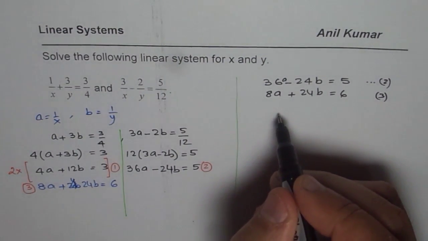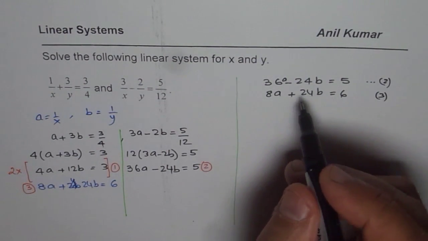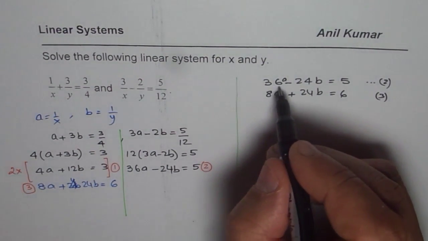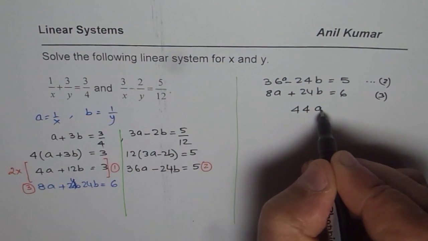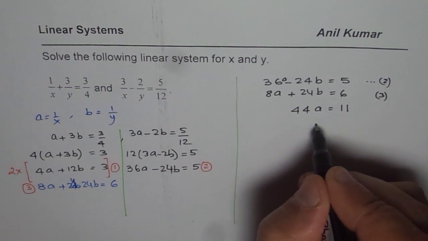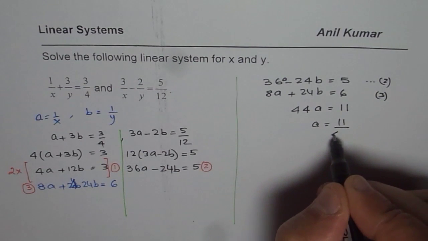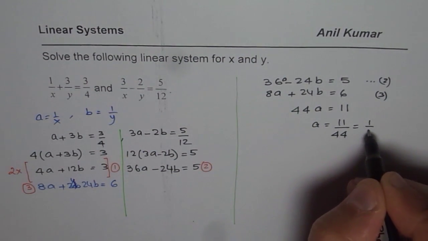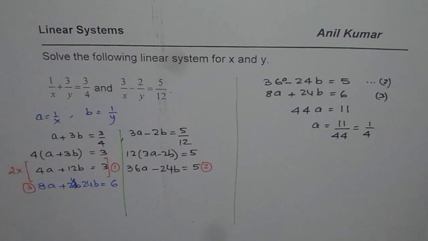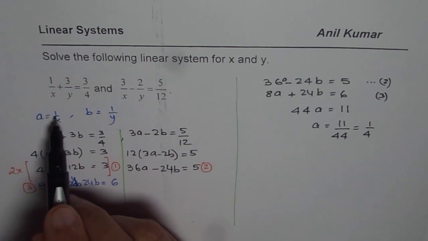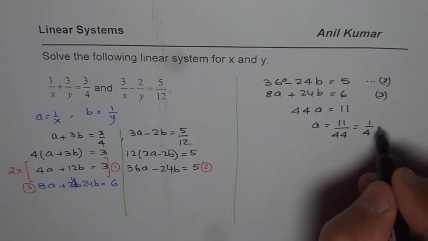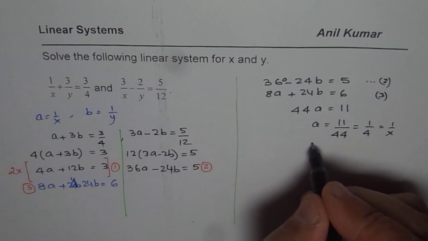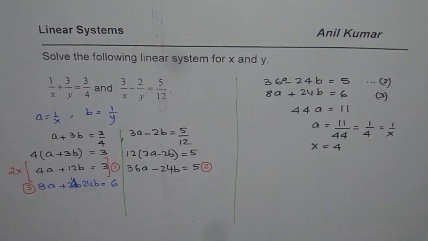Now if I add these two equations, then I can eliminate the b's. So let us add them. 36 plus 8 gives me 44, so I get 44a equals 5 plus 6, which is 11, or a equals 11 over 44, and that gives me 1 over 4 as the value of a. Once we get a, we know what x is, since a is 1 over x. So 1 over 4 equals 1 over x, and that means x equals 4. So we get the value of x.